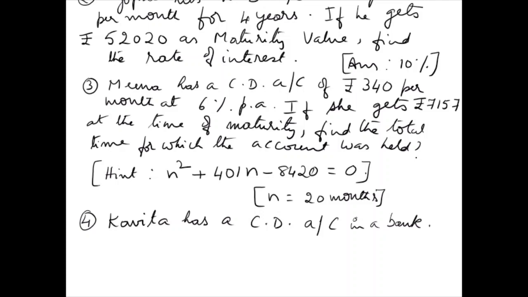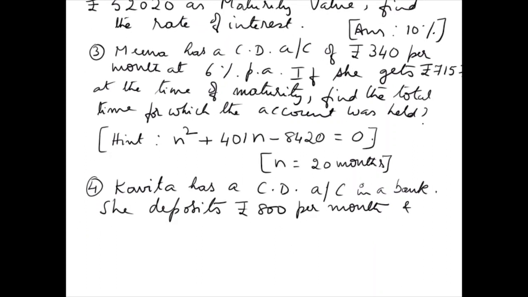Okay, now she deposits rupees 800 per month and gets rupees 16,700 as maturity value.